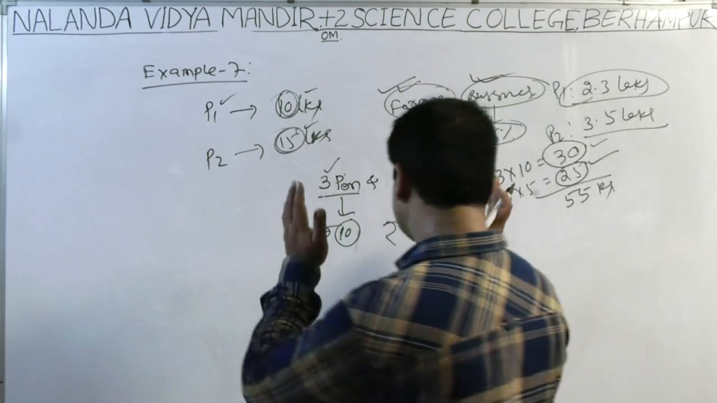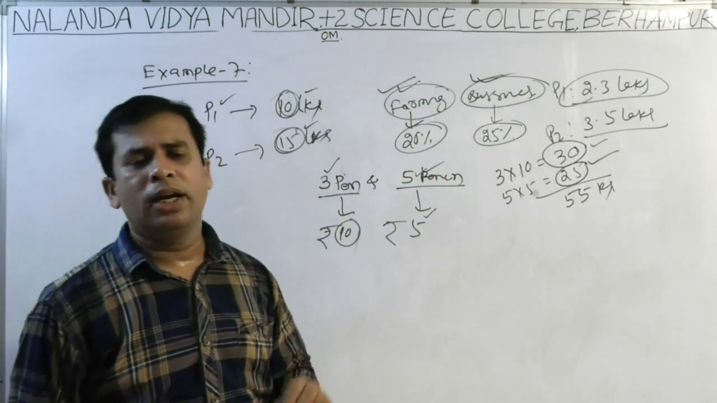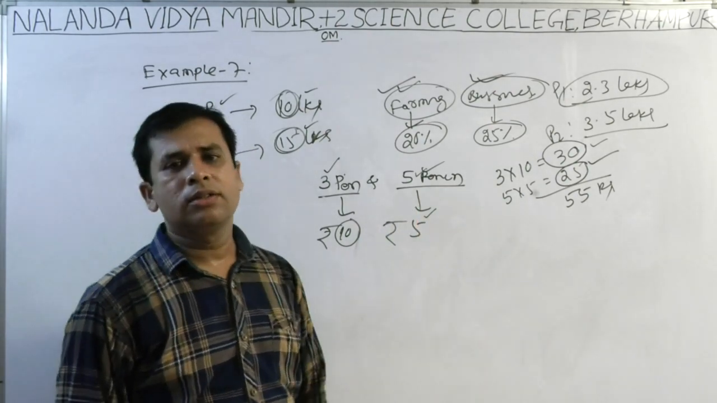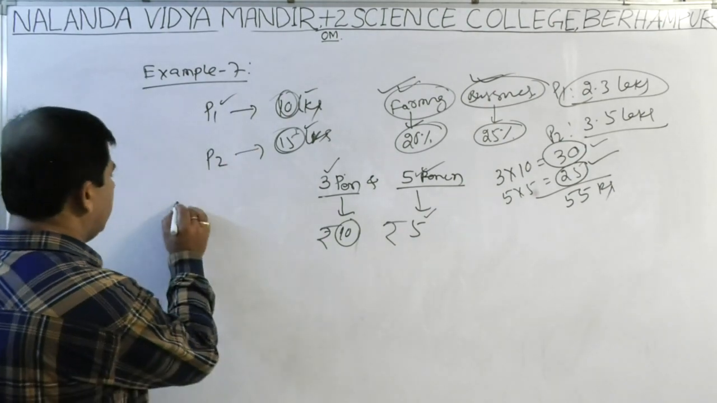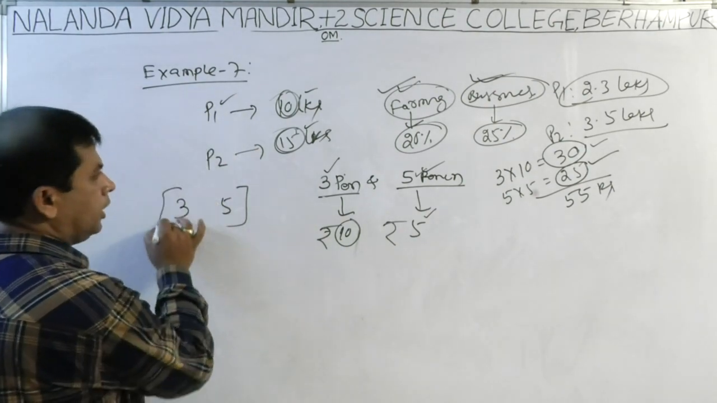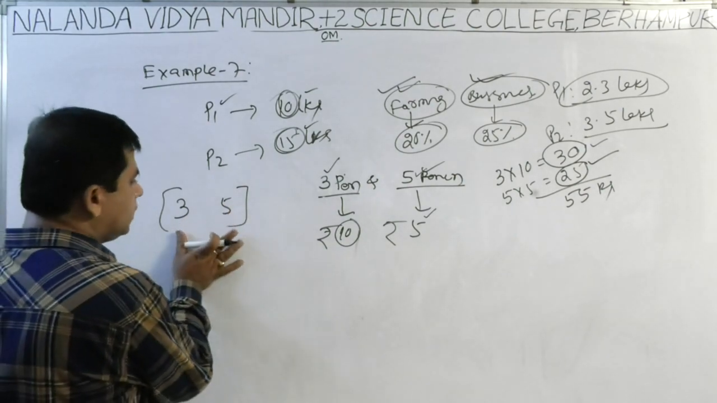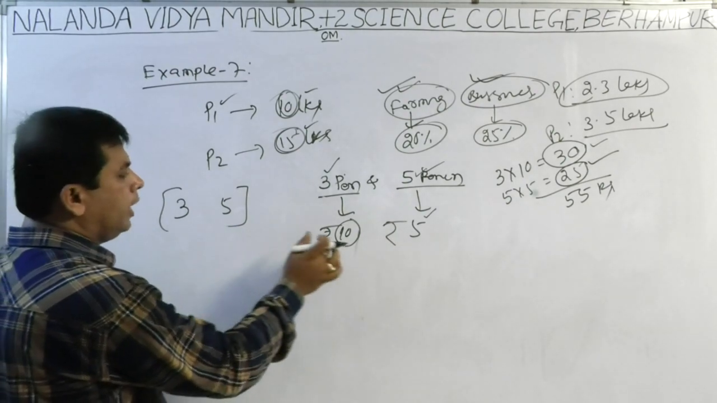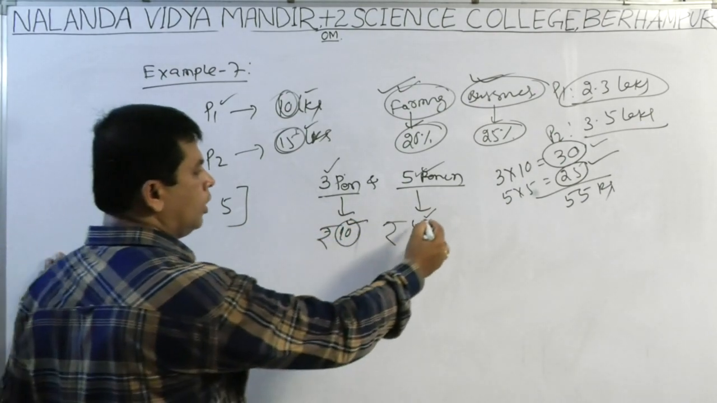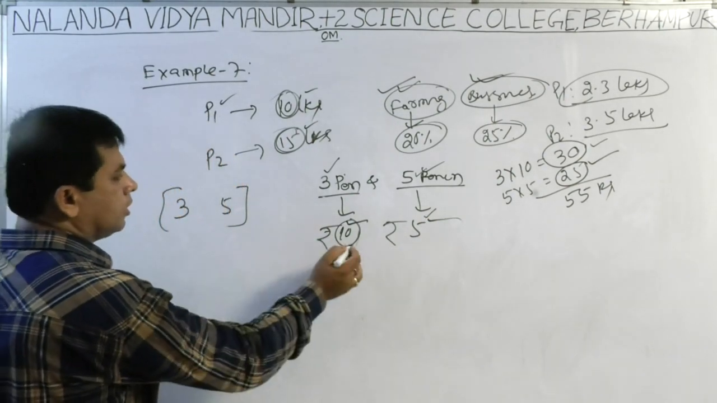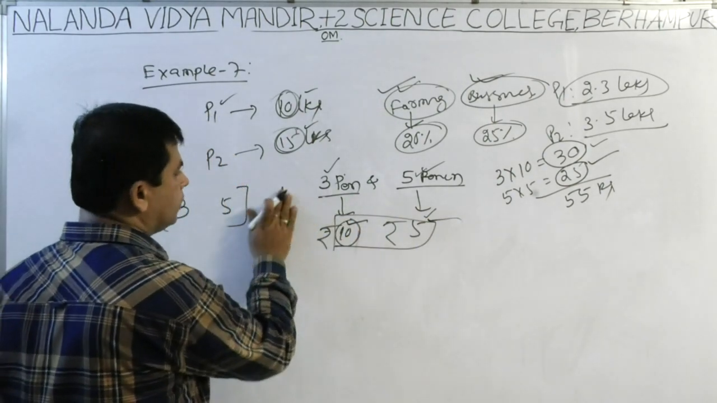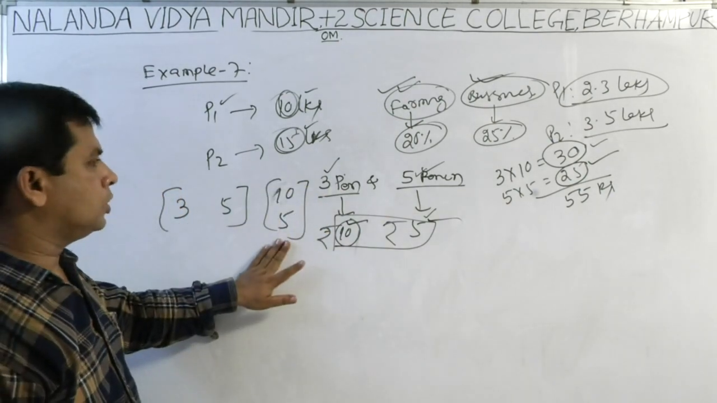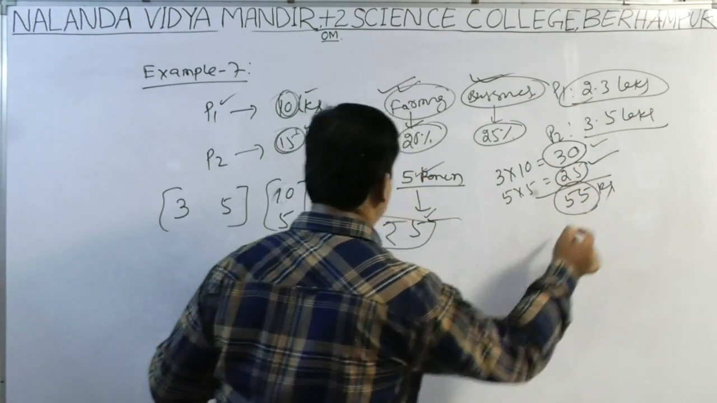We solve this type of problem in class 2 or class 3, but in matrix form, how is it solved? Now 3 pens, 5 pencils. This is also a matrix form, and one pen costs 10 rupees, one pencil costs 5 rupees. Then this can be written with 10 and 5. If we multiply these matrices, we get a total of 55.